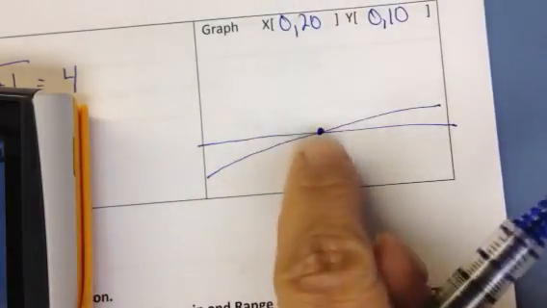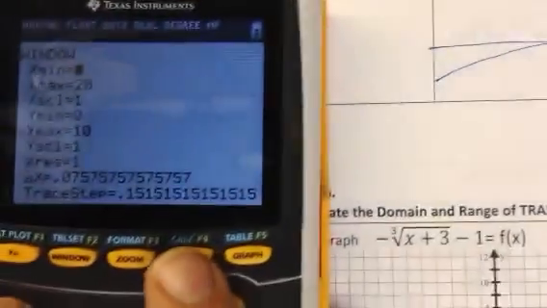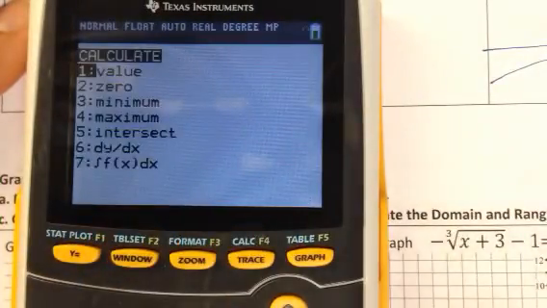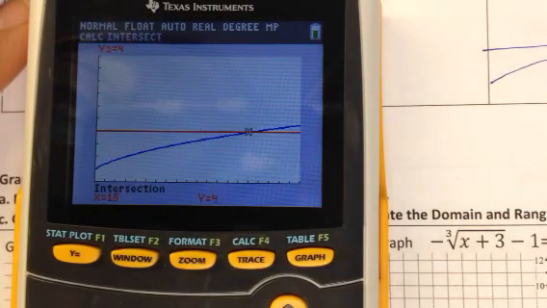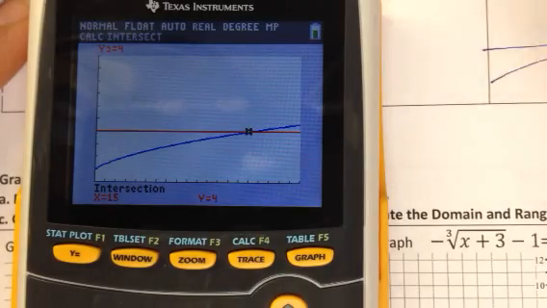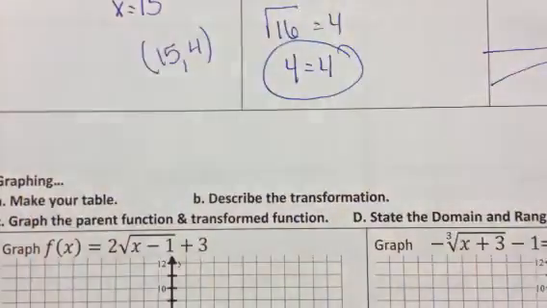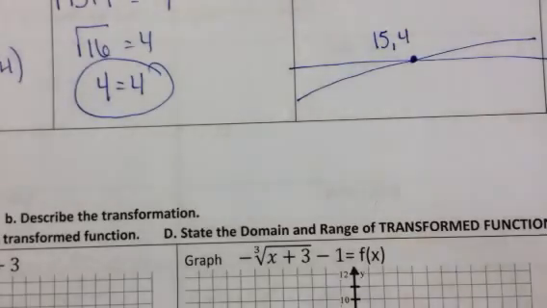And now just verifying that that point is 15, 4, I'm going to do second trace. I'm going to choose the 5th option. And just hit enter 3 times because there's only one, the calculator. You don't have to direct it. And that it's there. It's 15, 4. So I've verified both algebraically and graphically that there is no extraneous solution, that the solution works.